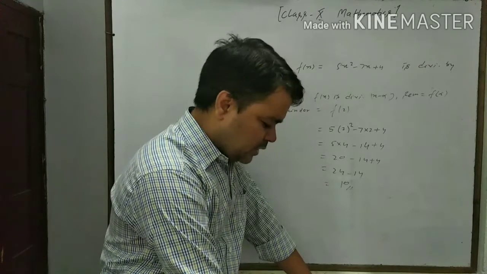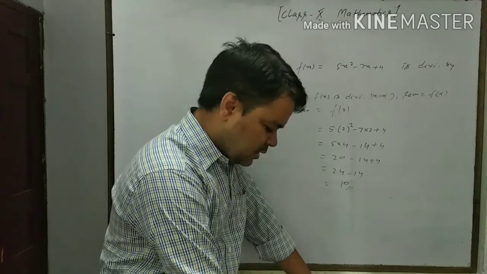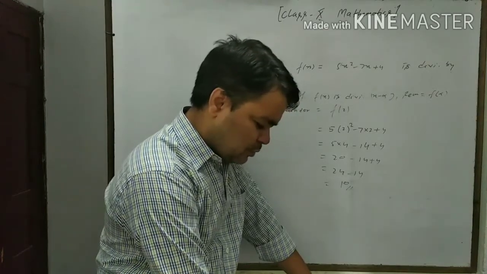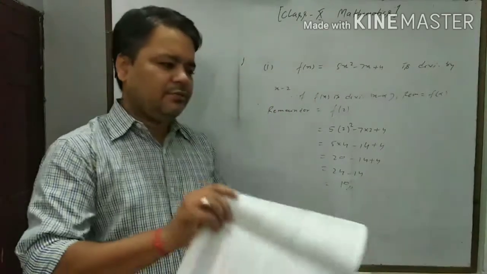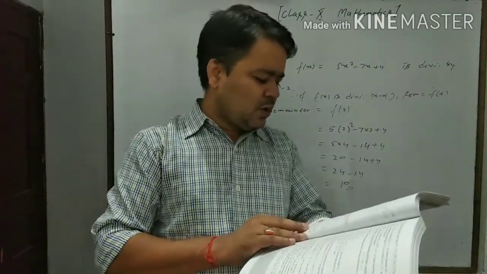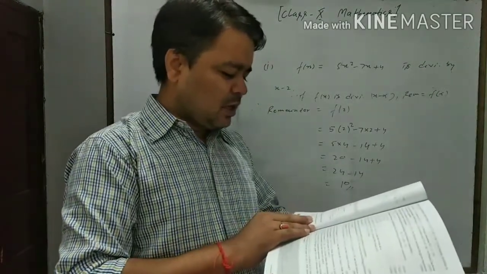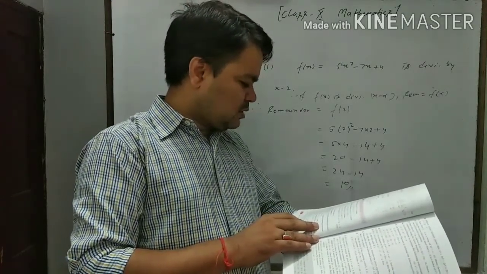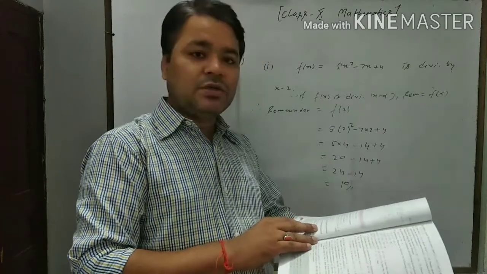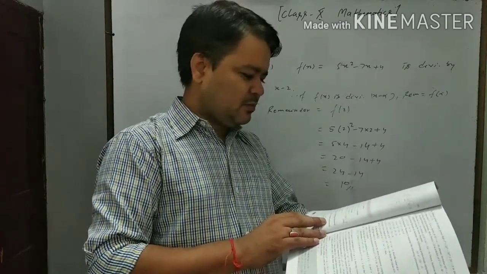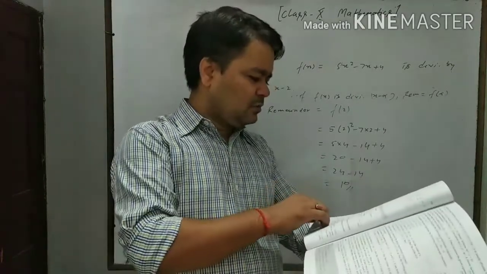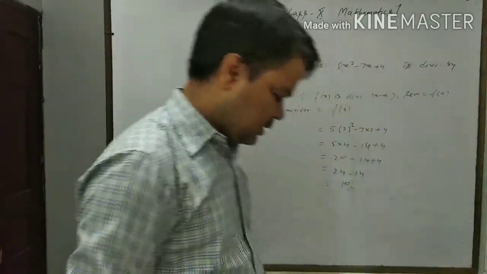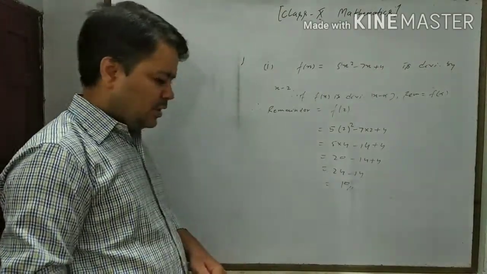Fourth question: using the remainder theorem, find the value of k if on dividing the polynomial 2x cube plus 3x square minus kx plus 5 by x minus 2 leaves a remainder 7. This question was asked in 2016. It means the first 6 questions are based on the remainder theorem. You should try to solve up to question number 5, and after that we should discuss that question in the next video.